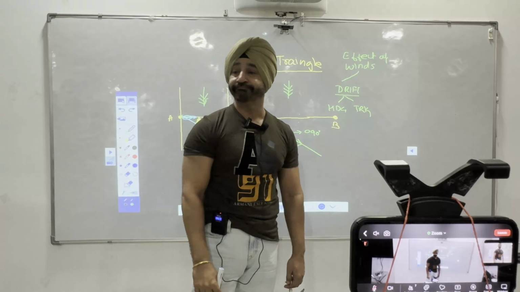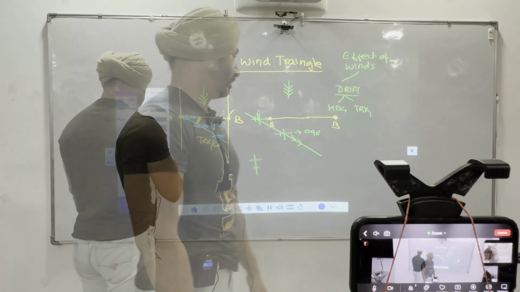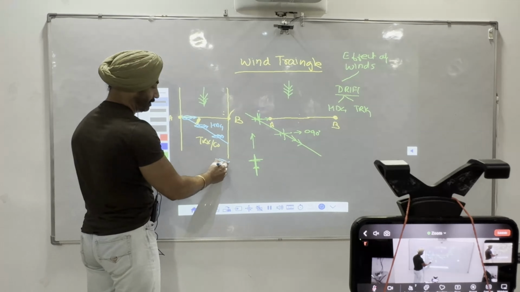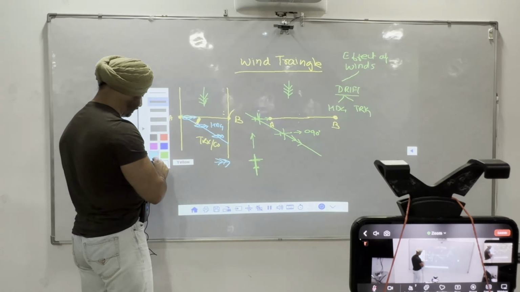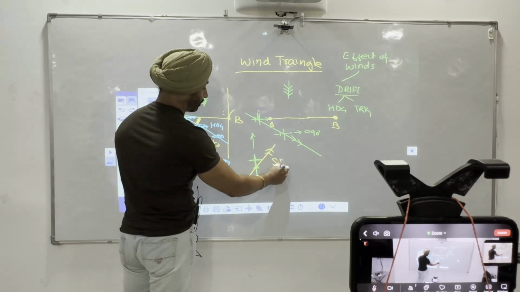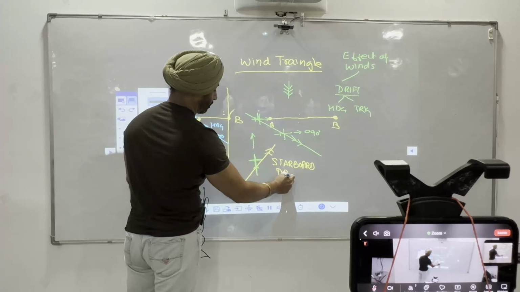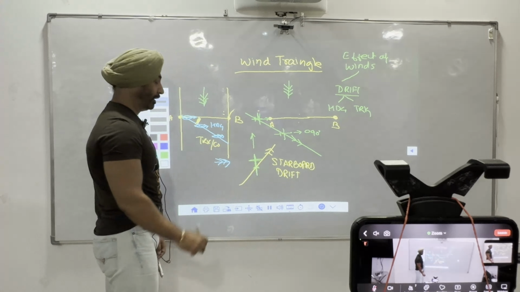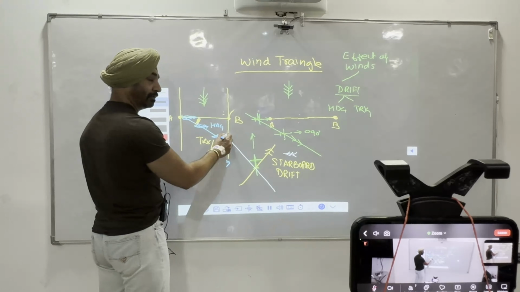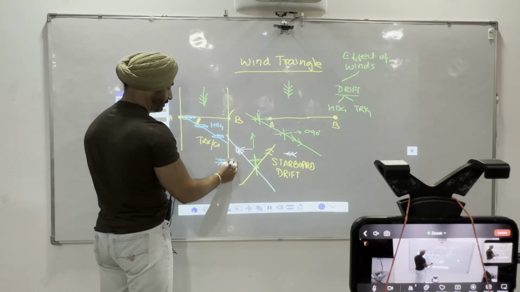If there are no winds, your track will be the same, or the course will be the same. As a convention, heading is 1 arrow, and if the winds are coming from the left, you will be drifted to the right and your track will be on the right. This is called starboard drift. And if the winds are coming from the right, you will be drifted to the left. This is called port drift.